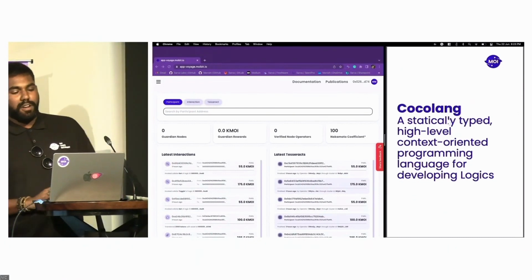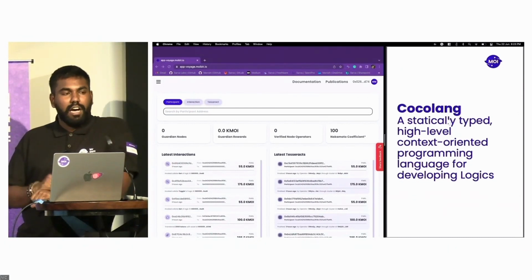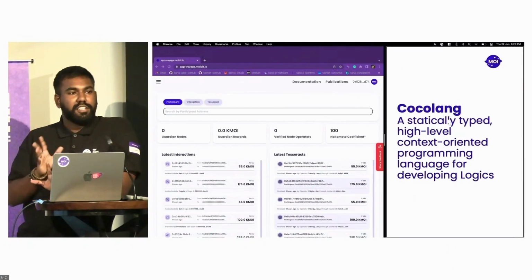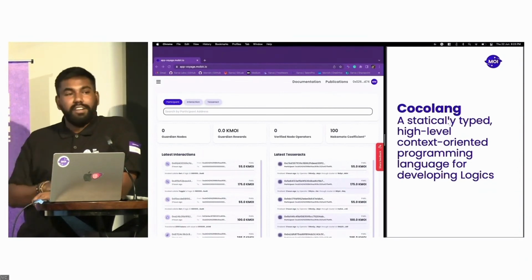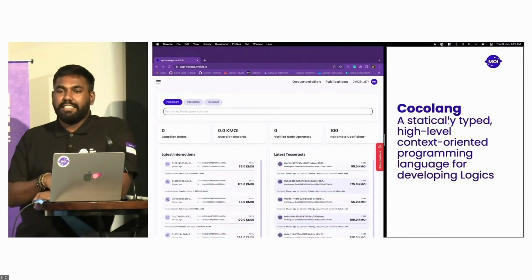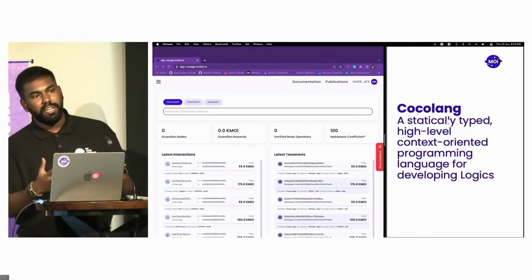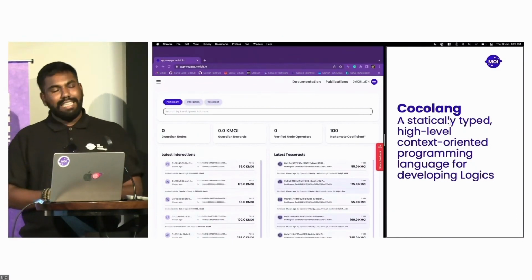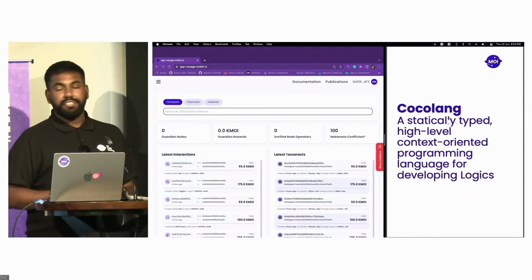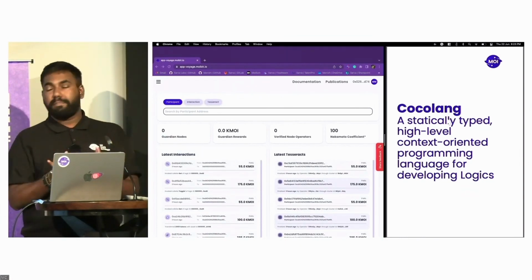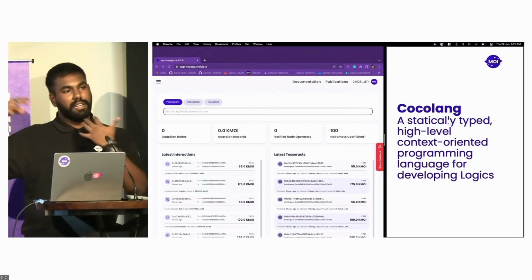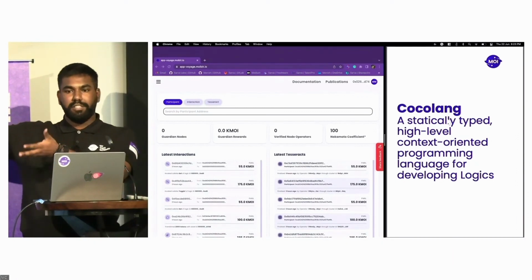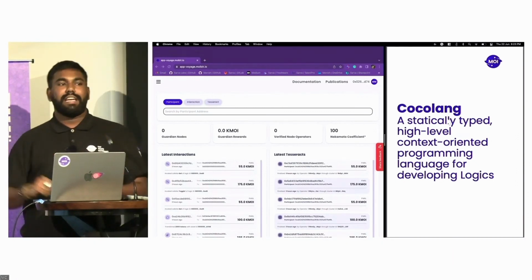And the last part I want to talk about is CocoLang, which is our own statically typed, high-level, context-oriented programming language. Context-oriented sounds new because it is. It's an evolution on the idea of resource-oriented programming, which itself is an evolution from object-oriented programming. The idea is that the participant, the interaction, the context, and all of those things that we're talking about in terms of bringing context into computation and participants as a dimension, CocoLang can handle all that.